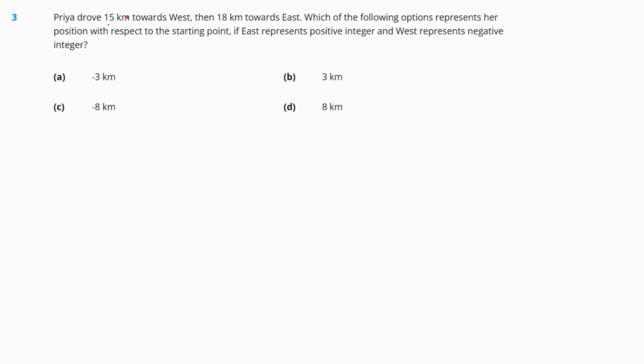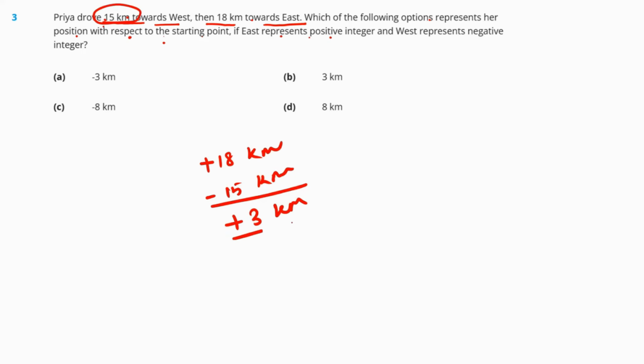Moving on to the next question. Priya drove 15 kilometers towards west, 18 kilometers towards east. Which of the following options represents her position with respect to the starting point if east represents positive integer? So 18 kilometers east means plus 18 kilometers, and west represents negative, so minus 15 kilometers. So her overall change is plus 18 minus 15, that's a positive 3 kilometers, which is there in option B. So that's the answer.